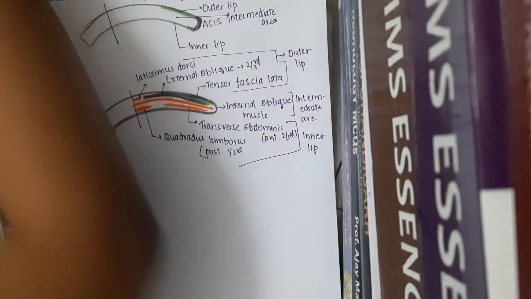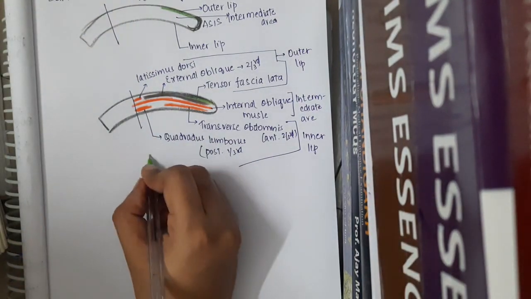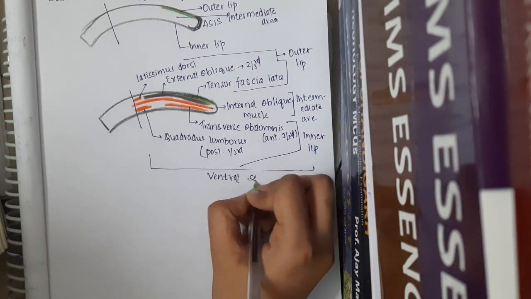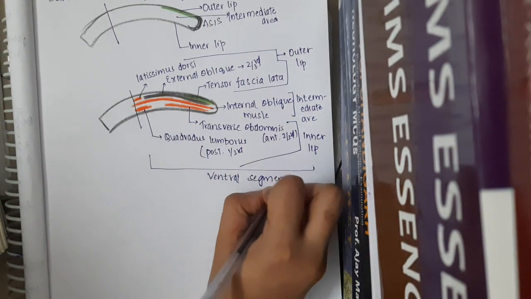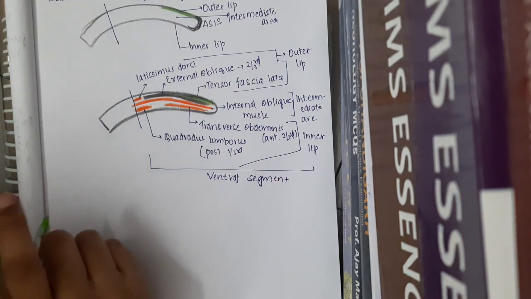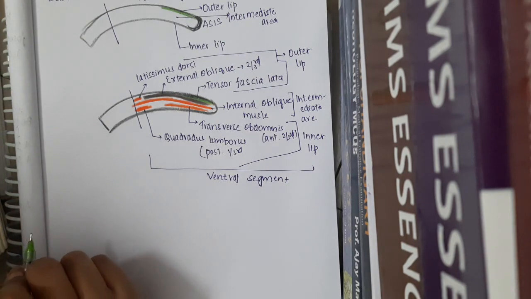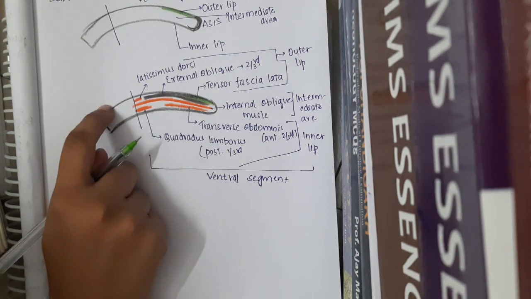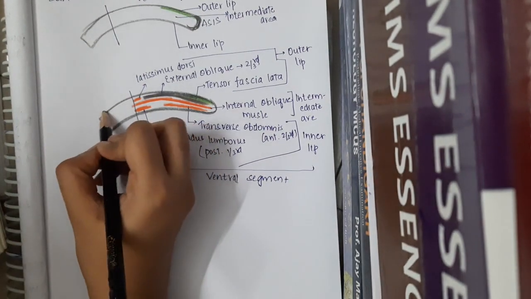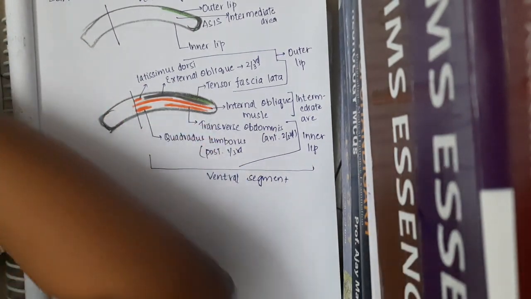Now what about the dorsal segment? This whole part which you are seeing is about the ventral segment, right? Now what do you see in the dorsal segment? In the dorsal segment you have two things. One, you have the outer sloping surface, and the other you have the inner sloping surface. This is the outer sloping surface, this is the inner sloping surface. So what do you see in the outer and inner sloping surface?